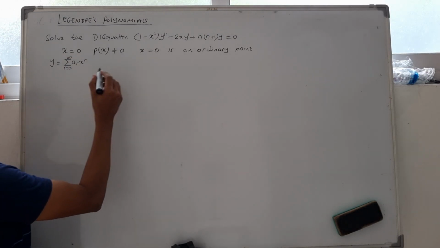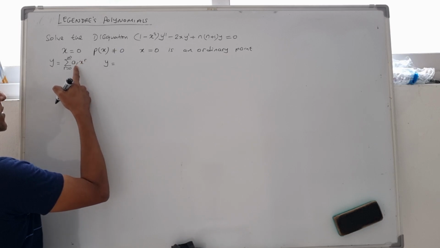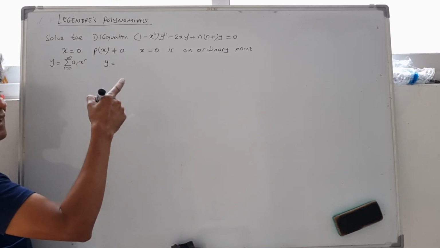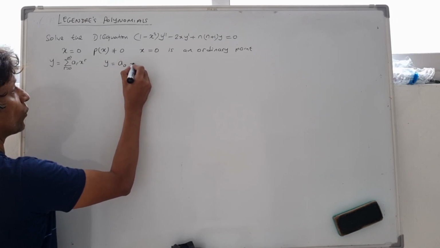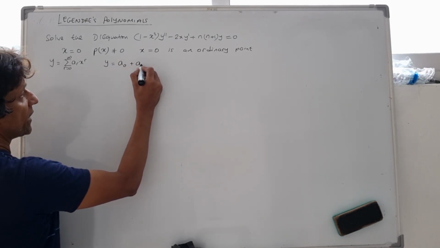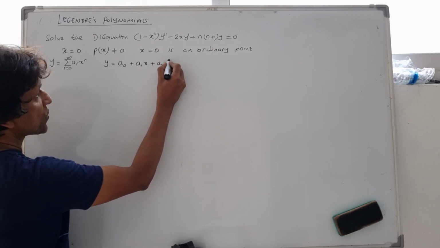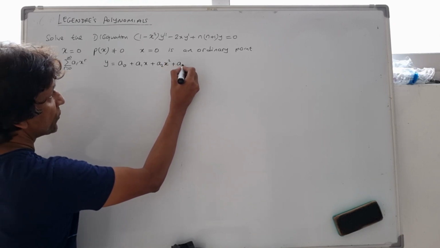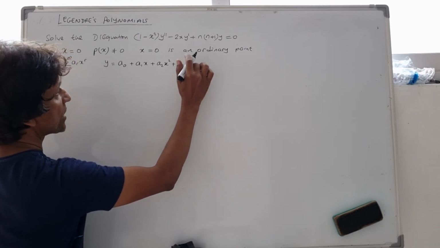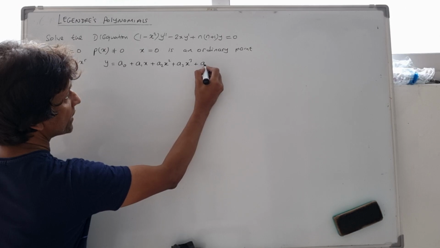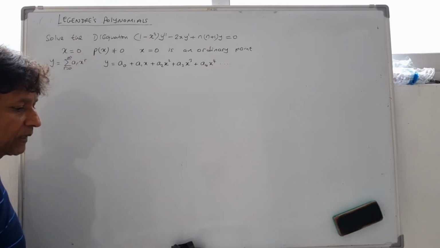Immediately if I open this up, I'm going to get y is equal to, if I put 0 here, so when r is equal to 0, I'm going to get a0. When r is equal to 1, it's going to be a1 x, then we're going to have a2 x squared plus a3 x to the power 3 plus a4 x to the power 4 and so on.